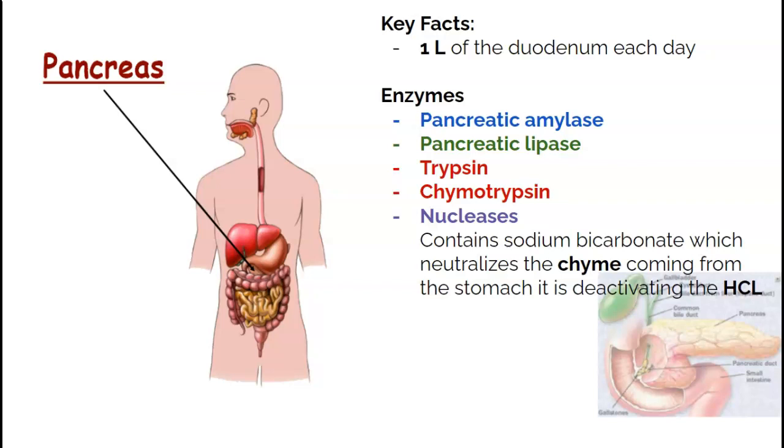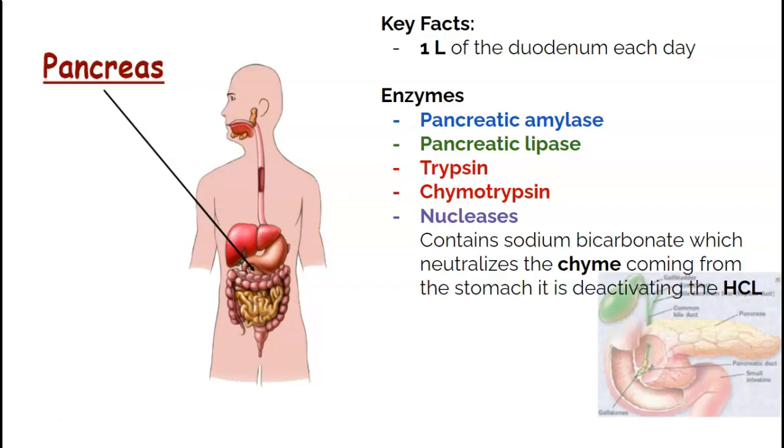These then contain sodium bicarbonate, also from the liver, and from itself, to neutralize the chyme. So chyme is what we call the stuff coming from the stomach, and its reasoning for that is to deactivate the hydrochloric acid. So this is just an extra structure that is utilized in the digestion story. No food passes through it.